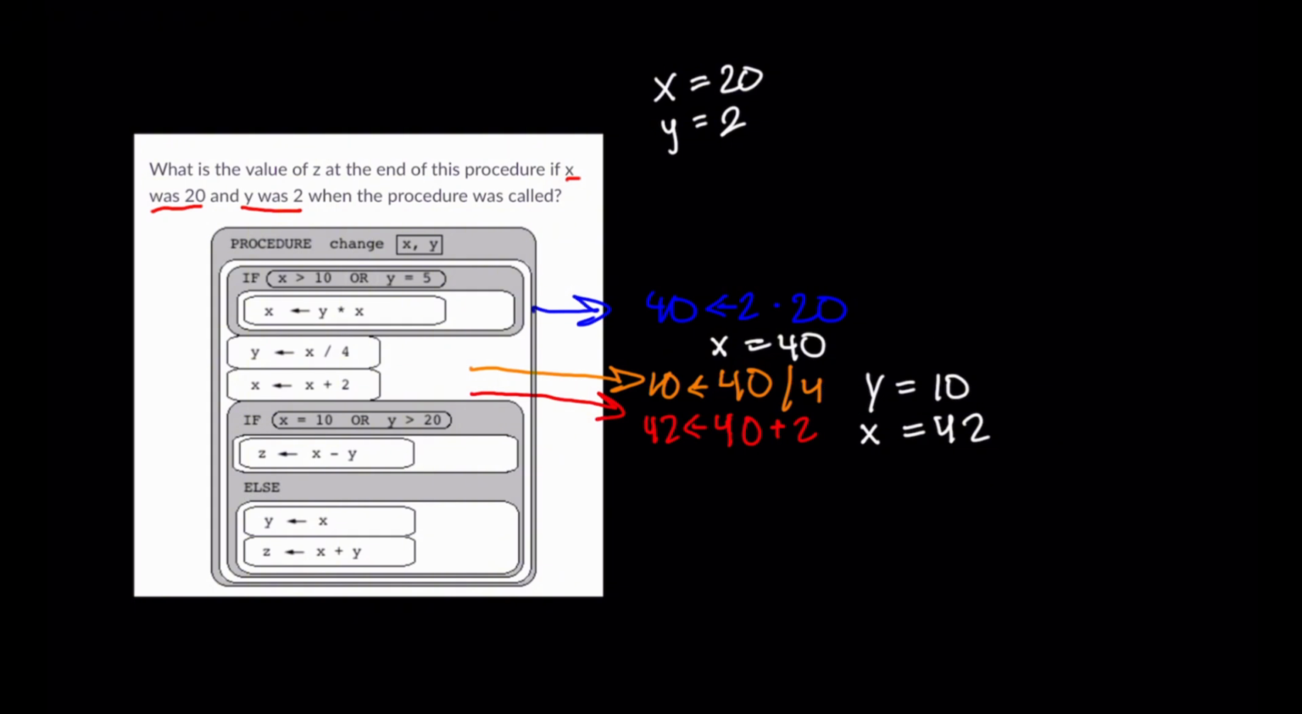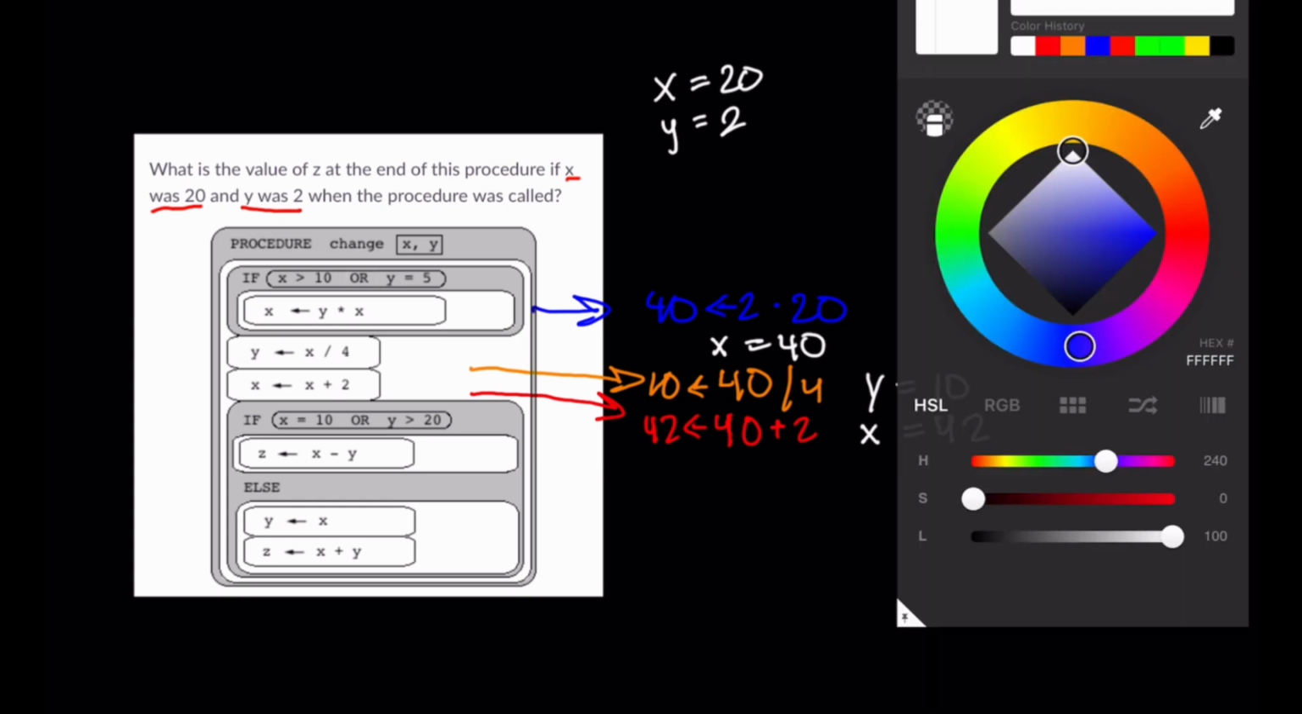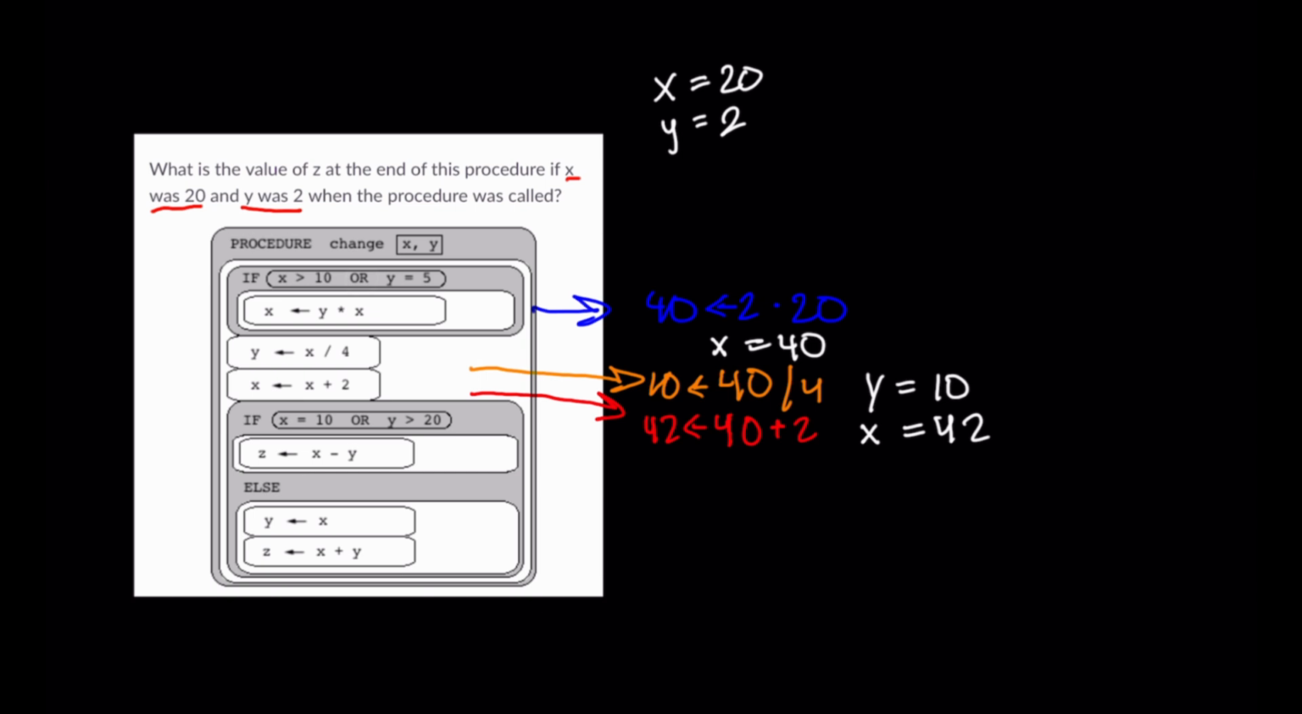So if x equals 10 or y is greater than 20, none of those are true, so that means we're going to be doing this else statement, not this. So else, y will turn into x. So y is equal to 42 now. And so 42 plus 42 is equal to 84. So that's our answer.